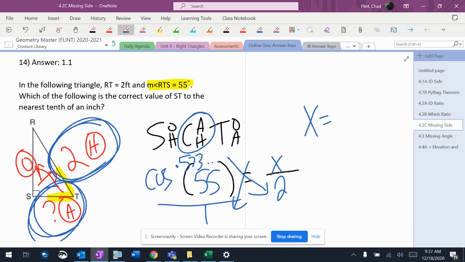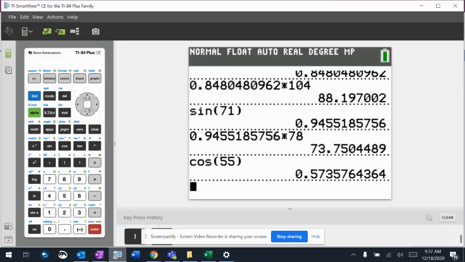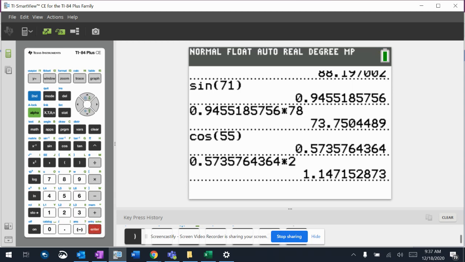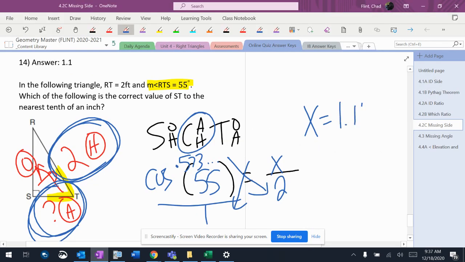So X equals a good one where the decimal is multiplied by the number. So that times 2 is 1.147. Nearest tenth, round to 1, using the 4.